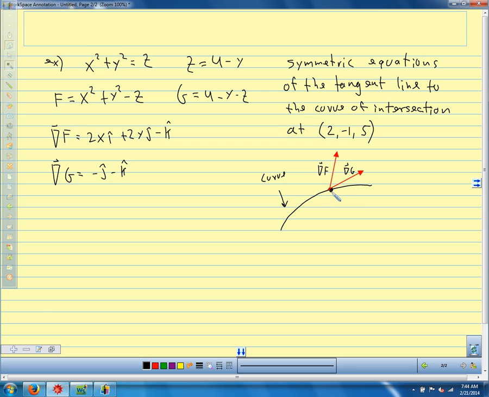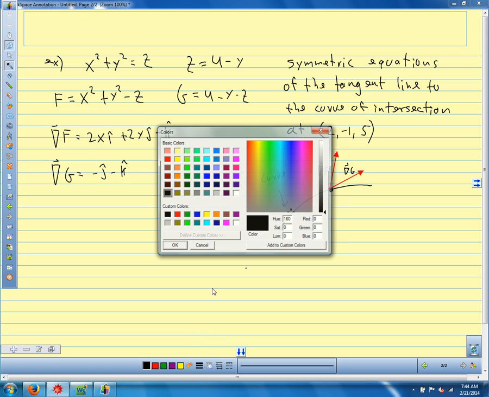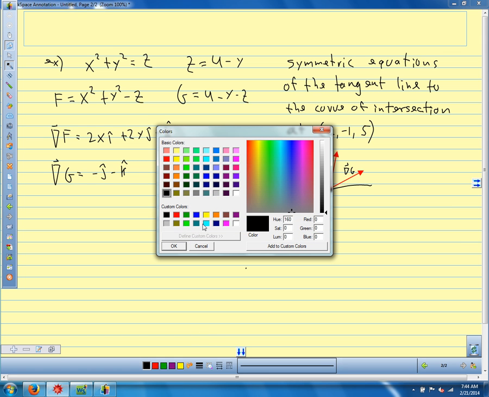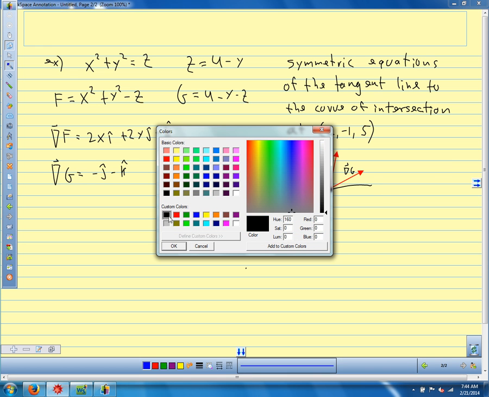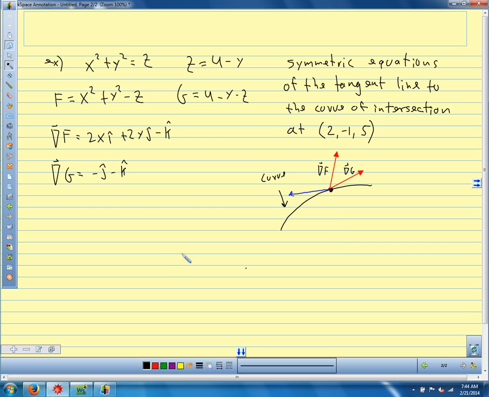And we want the equation of the tangent line. I want to get my blue back here. So we want the equation of this tangent line. So there's my tangent line. What happened to my black? So we have these two normal vectors to our surfaces. I don't have the surfaces drawn in here. And we want the equation of this tangent line.